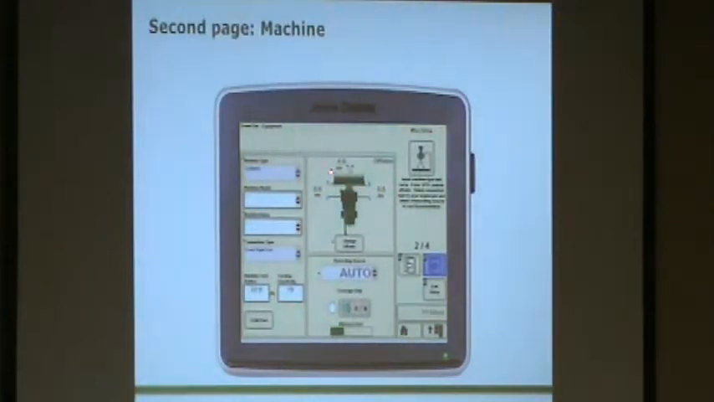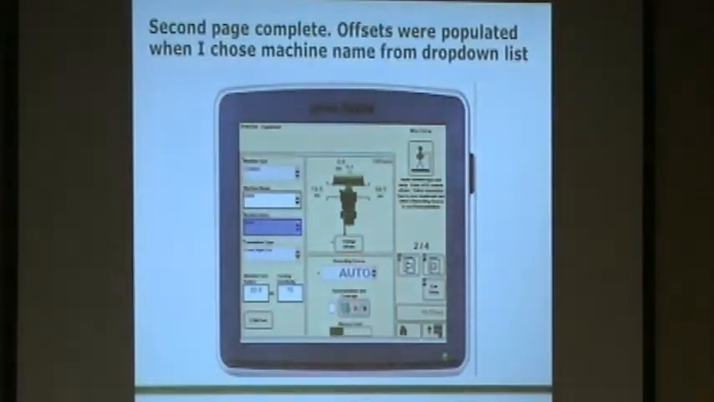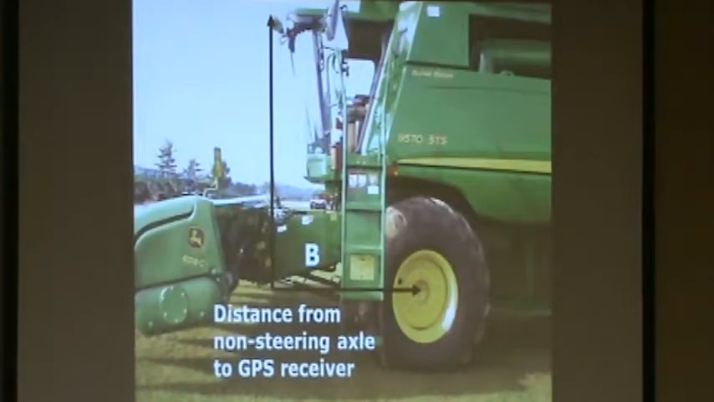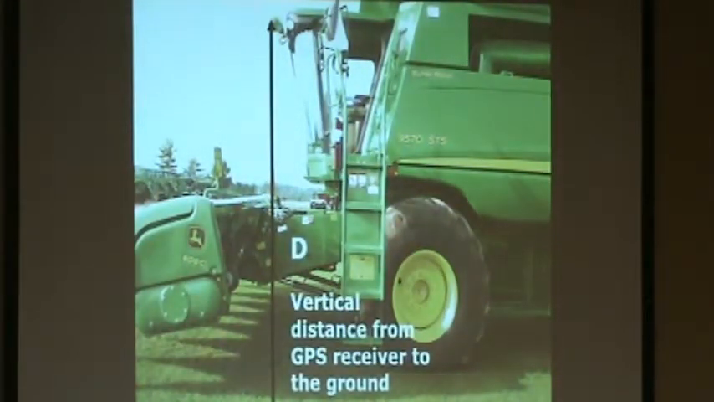Okay, right here you notice we have 0 inches in for all our measurements. So you click on change offsets, and it'll bring you to this screen here, A, B, C, D. Here it shows you exactly what each measurement is. A is typically 0 because your receiver is in the dead center of your machine. And here's an actual picture. B measurement is from the non-steering axle to your receiver. C is from the non-steering axle to the connection point of your implement. And D is the vertical distance of the GPS receiver. So make sure you take the time to get out there and measure that.